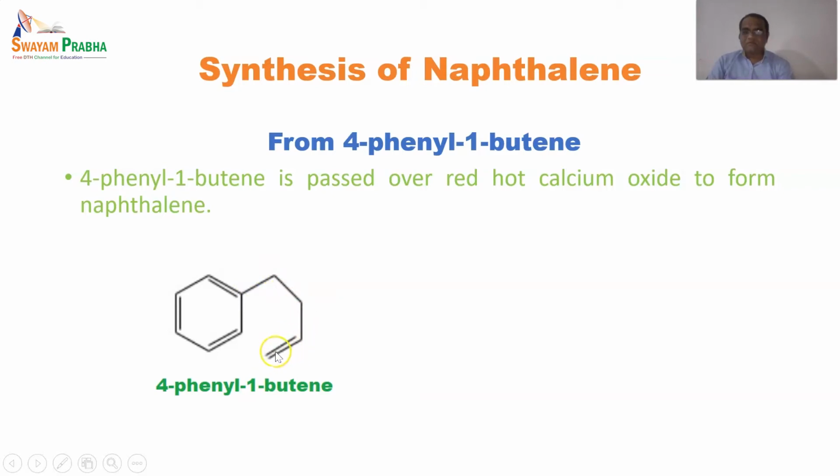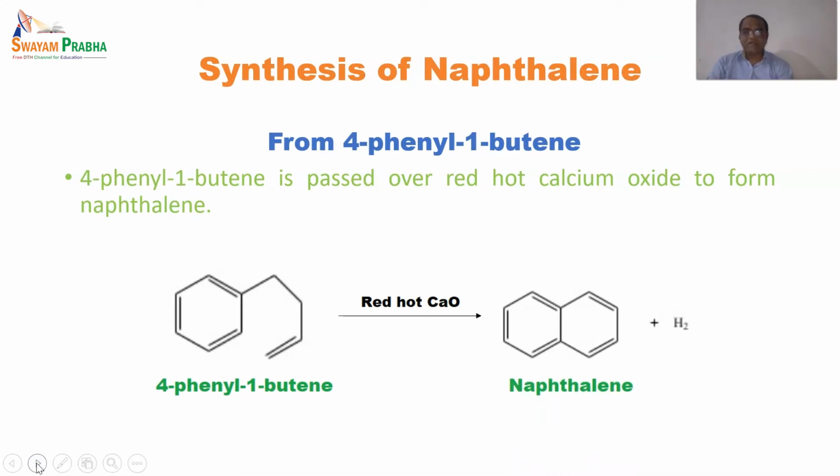the double bond is at the first position, so it is given here as 1, and the phenyl ring is at the 4th position as per the butene numbering 1, 2, 3 and 4, so it is said to be 4-phenyl 1-butene. So this 4-phenyl 1-butene is cyclized, and after cyclization it forms naphthalene, giving away hydrogen gas.